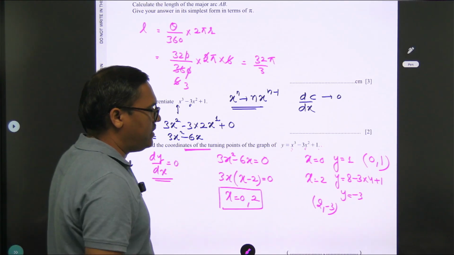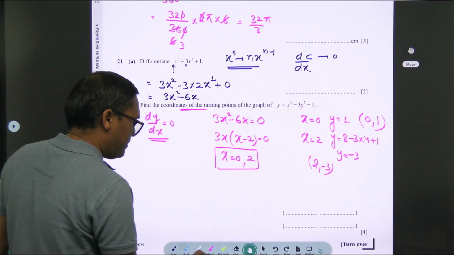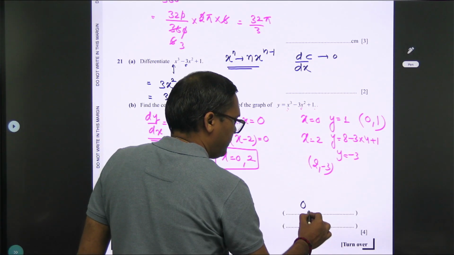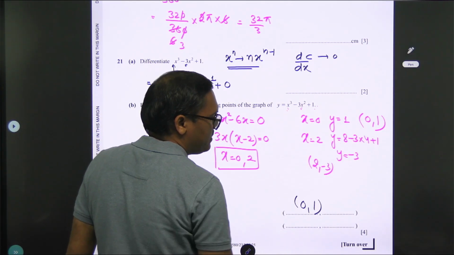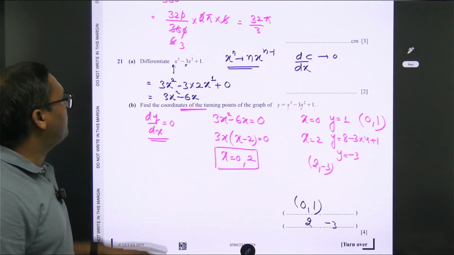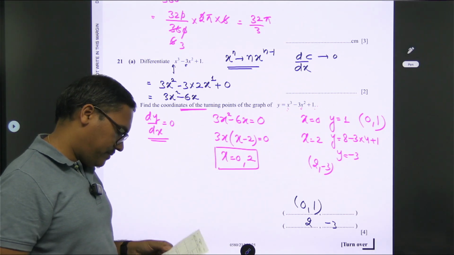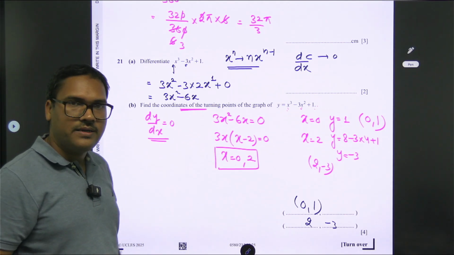So what are the coordinates of the turning points? This is 0 comma 1. The answer is 0 comma 1 is one answer, and 2 comma minus 3 is another answer. So this is how we can solve this question easily. Okay, so let's check the answer. 0 comma 1 and 2 comma minus 3 is the correct answer.